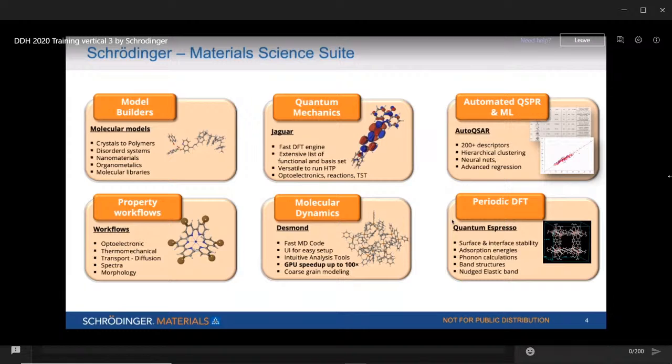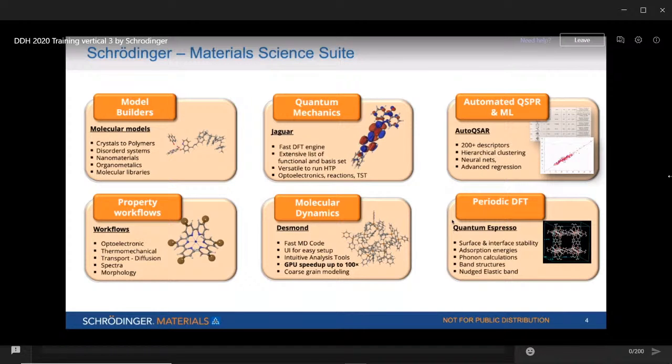Then there is periodic DFT, which is again quantum mechanical level calculations, for interfaces, especially when we speak about nanoparticle and drug molecule interactions. Let's say a gold nanoparticle can be used as a drug carrier molecule. When you use a gold nanoparticle as a drug carrier, you basically don't need multiple excipients. You can load a large amount of your drug molecule onto a smaller drug carrier.